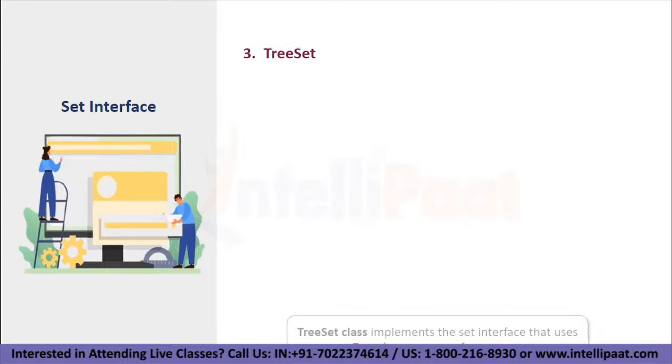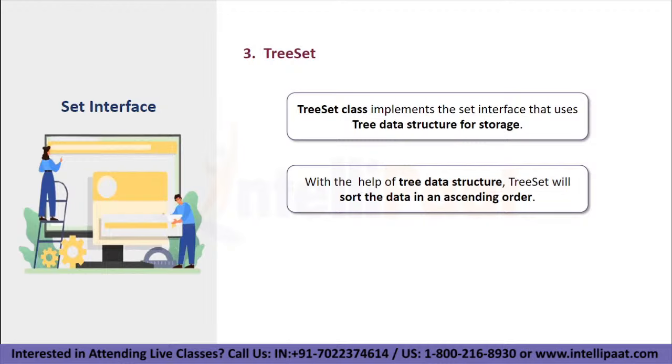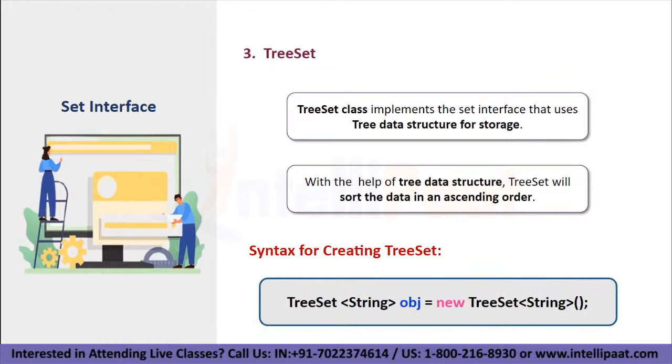Finally, we have TreeSet. The TreeSet class implements the Set interface and uses a tree data structure to store the elements. The data we add to this container will be unique and it will be sorted in ascending order. This functioning is done automatically when you implement a TreeSet. The syntax for TreeSet will be: TreeSet, then data type, then object equals new TreeSet, and then again data type.